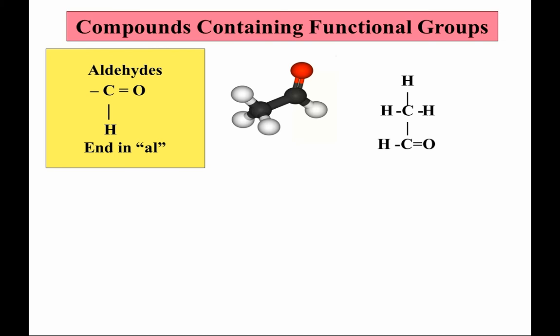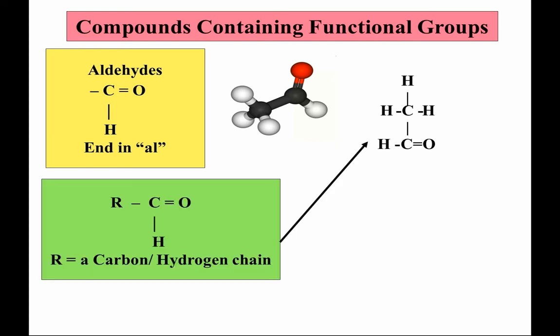Aldehydes have a group at the end of the chain consisting of C double bond O and an H. They all end, the systematic name that is, in AL. Here's an example of a simple aldehyde. This could be called ethyl aldehyde. Why? Well, 2 carbons again would be ethyl, and an aldehyde. Again, this is the older method of naming the compound.